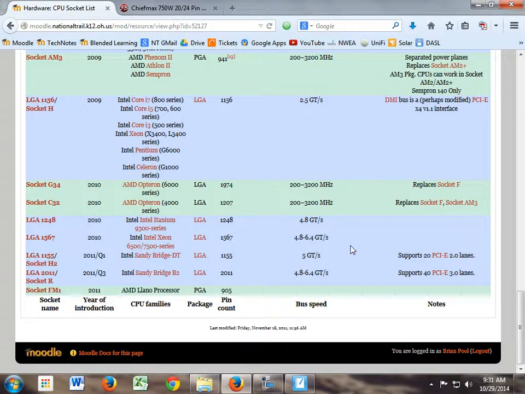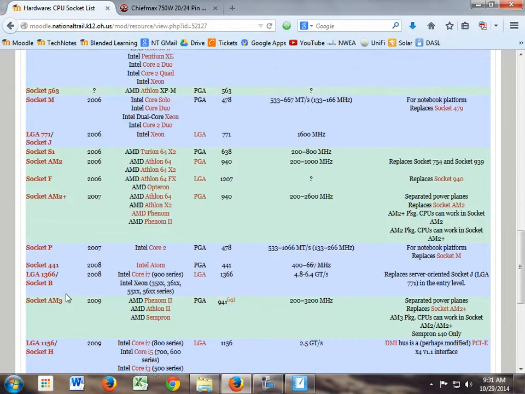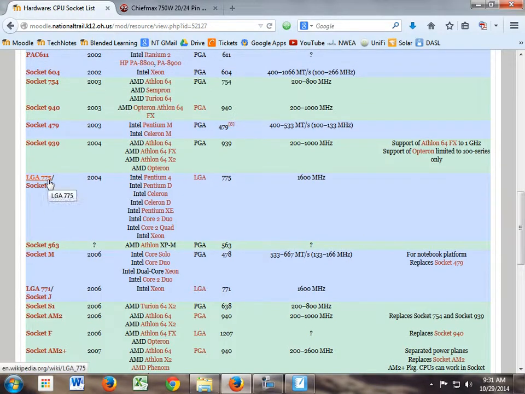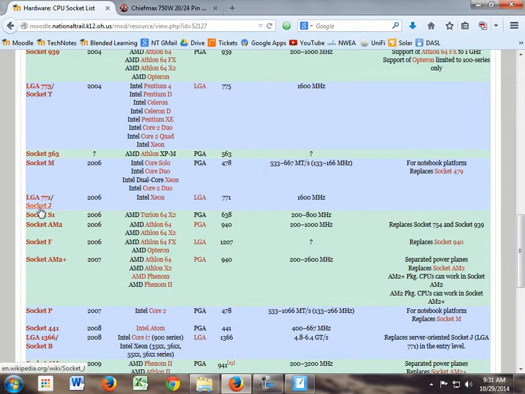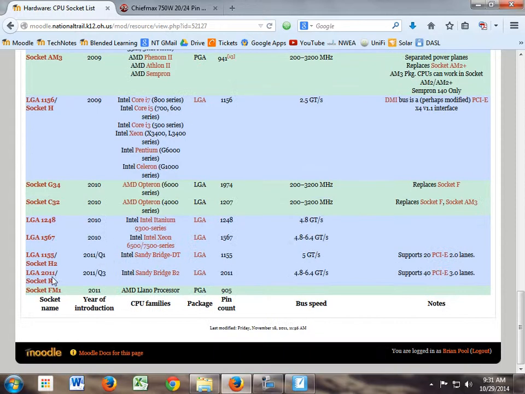Intel started LGA back with the LGA 775 right here, in 2004. And ever since then, most of their sockets have been LGA sockets. You can see they had this one too, but it's a server socket that you never see. And then there's the LGA 1366. And if we go down to currently, now we're on the LGA 1248, 1567, 1155, 2011.